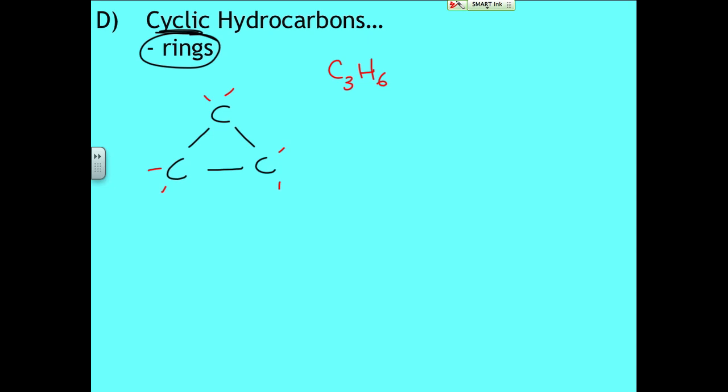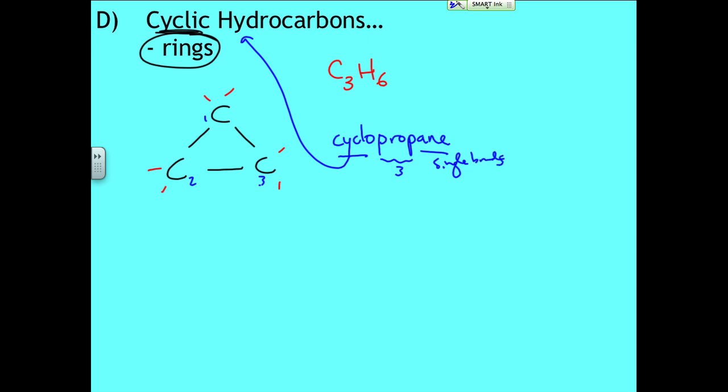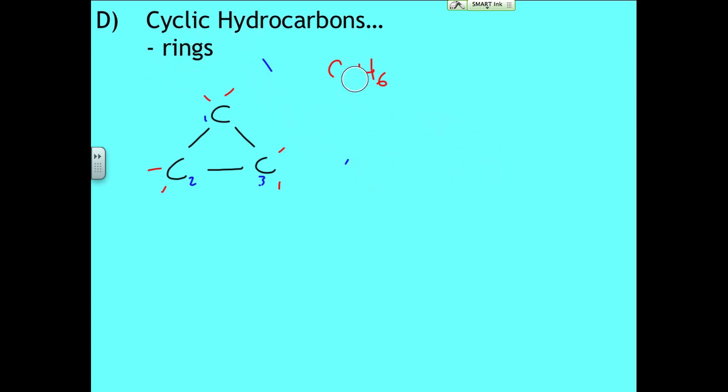To name this thing, we simply call it cyclo, and then however many carbons there are. So propane becomes cyclopropane. Prop is 3. There are 3 carbons, and cyclo tells us it's a ringed cyclic hydrocarbon, prop tells us 3, and ane because it's all single bonds. So cyclopropane.